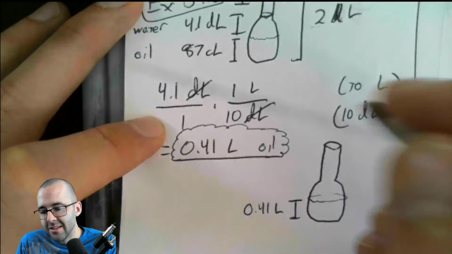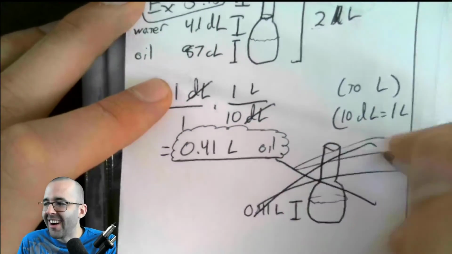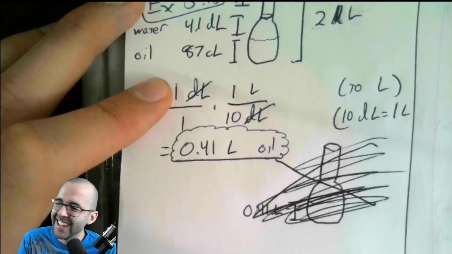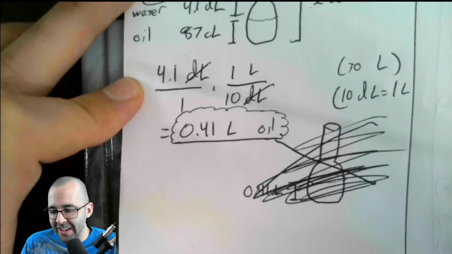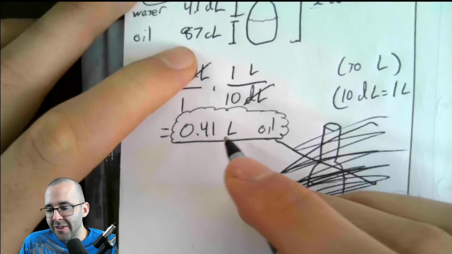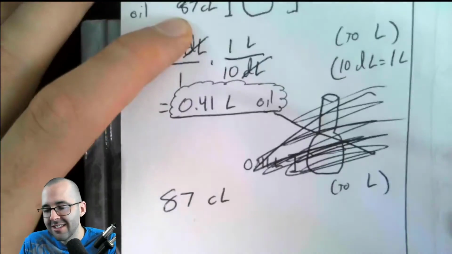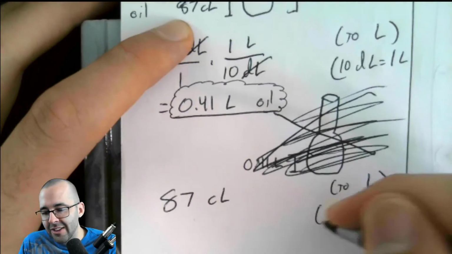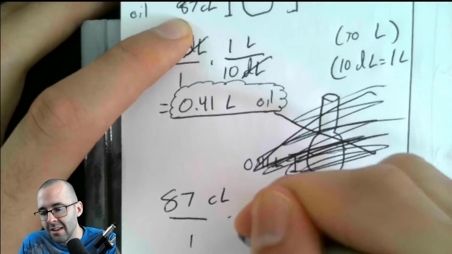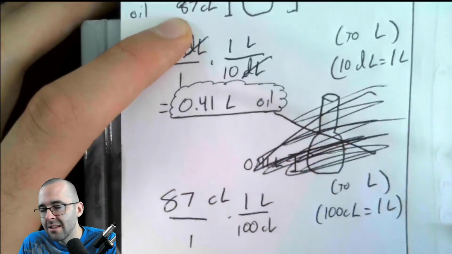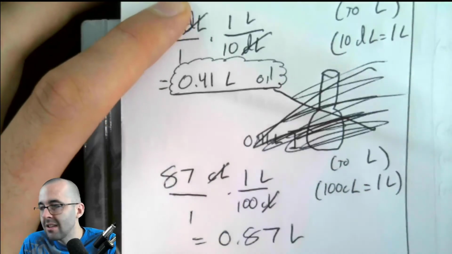So now let's figure out how much the water is in liters. Wait, this is the water. This is why I don't draw. This is why you don't use pen. Ooh, welcome to week 1, everyone. Actually, I guess this is your week 2 assignment. All right, so we got 0.41 of the first one. The question is, how much is 87 centiliters? We also want to convert that to liters. So you go back to your table and find out that 100 centiliters is 1 liter, and we convert that. The centiliters cancel. And we're going to get 0.87 liters for the second one.